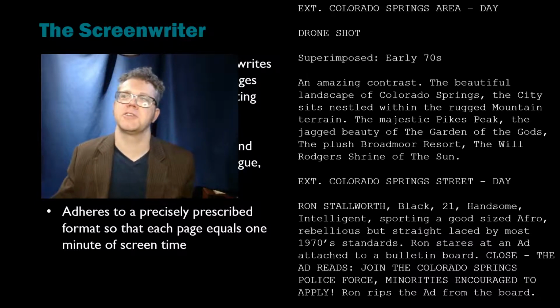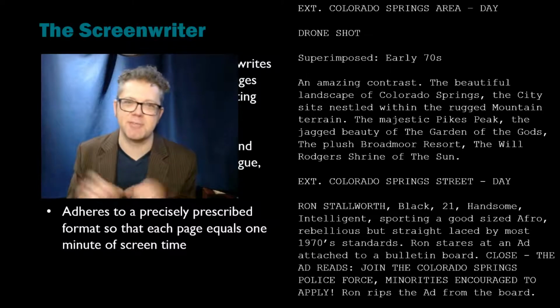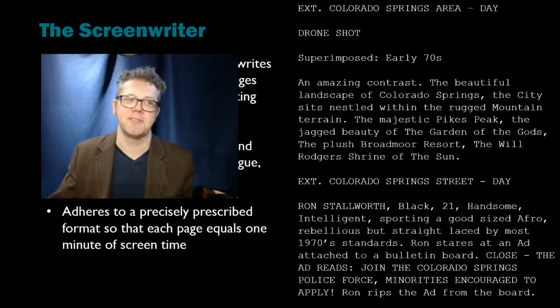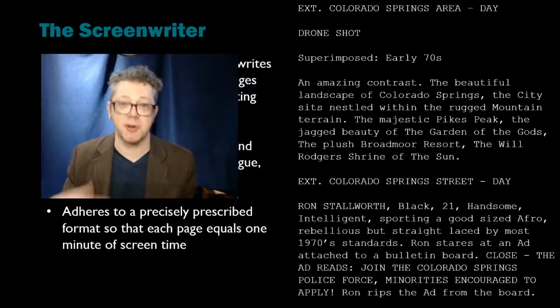Exterior Colorado Springs area, day, drone shot, superimposed early 70s. I love that there's a drone shot, and it's supposed to be the early 70s. We wouldn't have drones back then. You'd have maybe a crane shot, but cranes are ridiculously cumbersome and expensive. So drones are a great technological innovation in film.